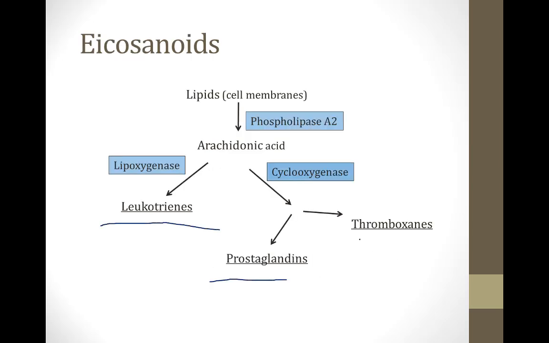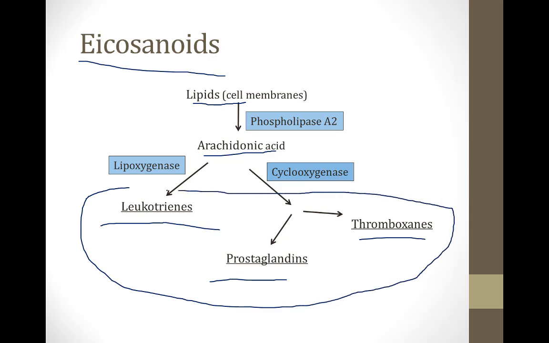Leukotrienes and prostaglandins and thromboxanes are part of a class of signaling molecules called eicosanoids. Eicosanoids are derived from lipids in the cell membrane of cells. There's an enzyme called phospholipase A2 that can pull lipids from the cell membranes and create arachidonic acid. And from arachidonic acid, the enzyme lipoxygenase can synthesize leukotrienes, and the enzyme cyclooxygenase can synthesize prostaglandins and thromboxanes. And all of these molecules can play a role in type 1 hypersensitivity reactions.